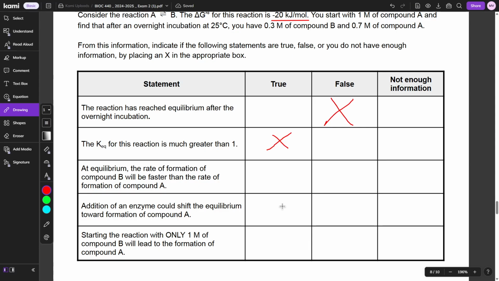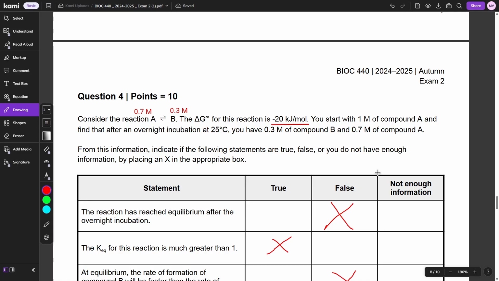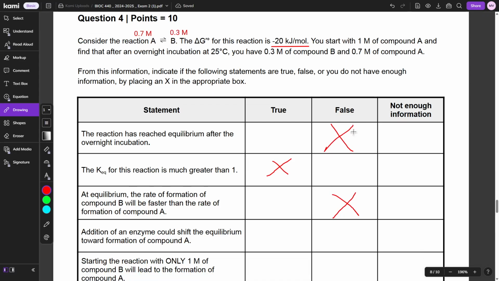The equilibrium rate of formation of compound B will be faster than the equilibrium rate of compound A, right? What the heck? The rate of formation of compound B will be faster than the rate of compound A. No, because we're in steady state equilibrium, right? Remember what the definition of equilibrium is, right? Equilibrium, right, is when the rate of product formation is equal to the rate of reactant formation, right? That is what equilibrium is, right?